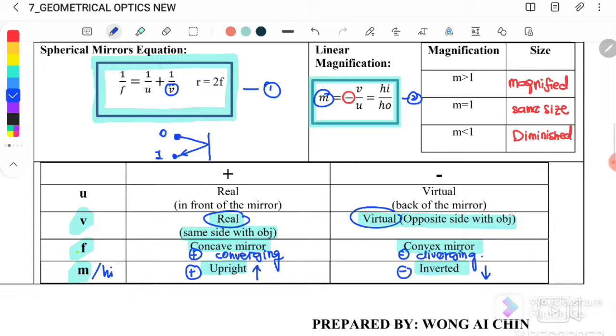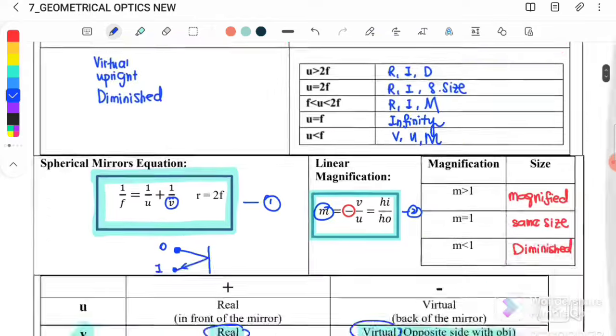These are the characteristics of the image formed and also the sign conventions that you need to consider when you apply these two equations. So this is for mirrors.